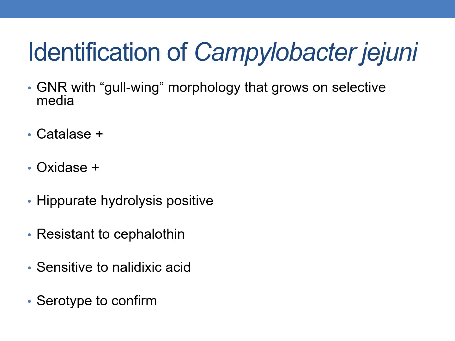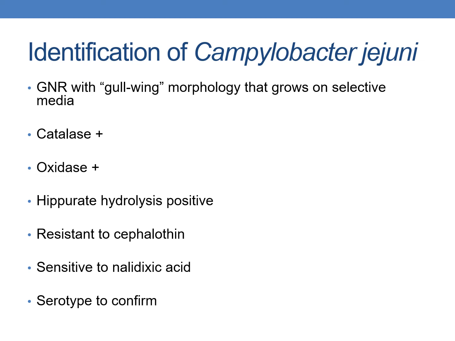If you have an organism growing on your CVA plate, the first thing you want to do is gram stain it. If you see a gram-negative rod with a gull wing morphology on selective media, then the next thing you want to do is rule out Campylobacter by doing a catalase and oxidase. Campylobacter jejuni is catalase positive and oxidase positive, and it's also hippurate hydrolysis positive.